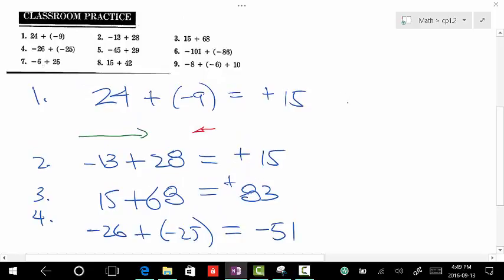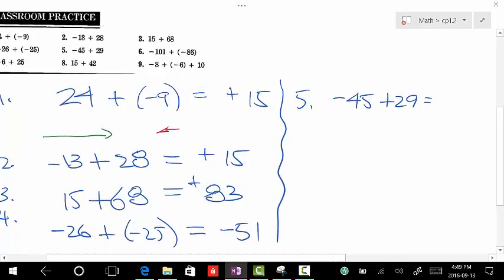Number 5, do this. Number 5 is negative 45 plus 29. Well, the 45 is more negative than the 29 is positive. So when you go 45 negative and you add it to 29, you end up with a negative answer, which is negative 16.